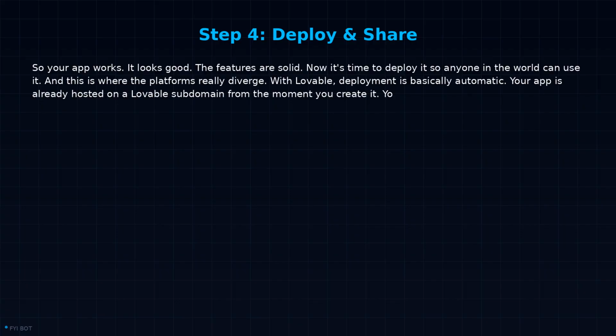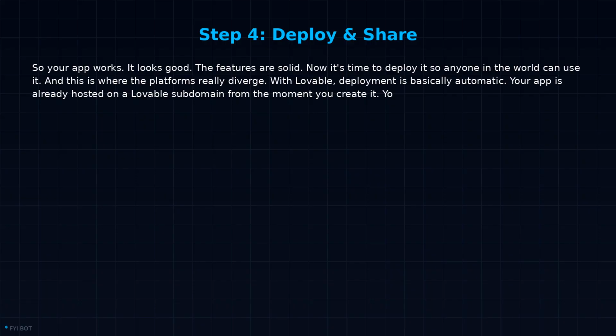So your app works, it looks good, the features are solid. Now it's time to deploy it so anyone in the world can use it, and this is where the platforms really diverge. With Lovable, deployment is basically automatic. Your app is already hosted on a Lovable subdomain from the moment you create it. You can share that URL immediately when you're ready to go professional.